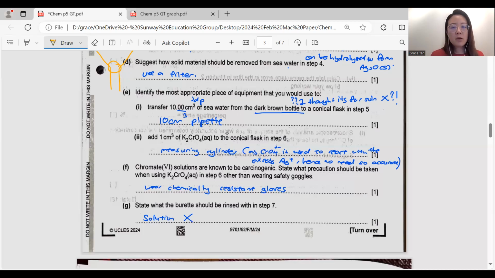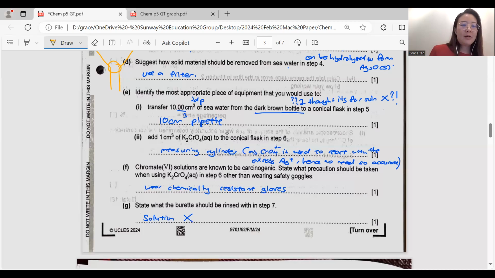But there's one question I realize is a little bit weird to me, which is seawater. Why did you transfer seawater from a dark brown bottle? Because the dark brown bottle I thought is used to contain your solution X, which is silver nitrate, which is light sensitive. It seems the seawater was from the dark brown bottle. I don't know, but nevertheless, it will not affect our final answer.